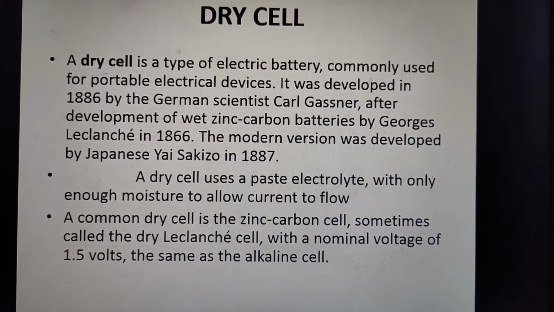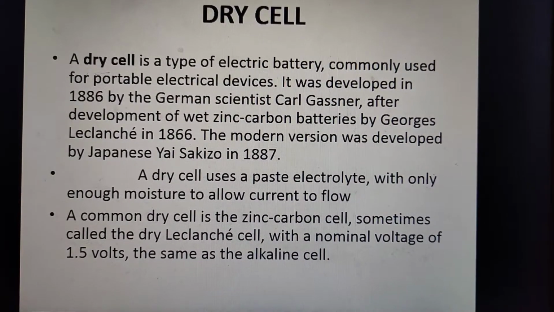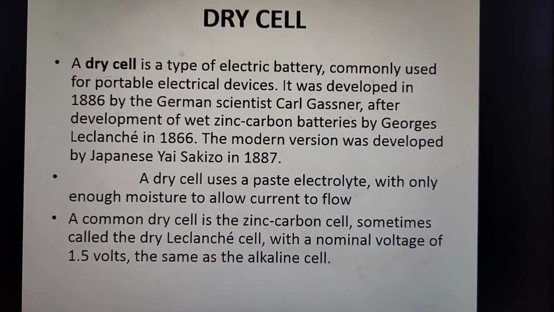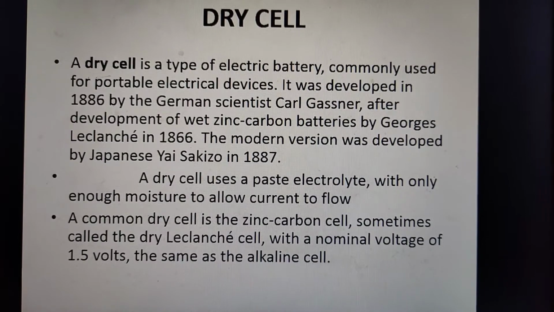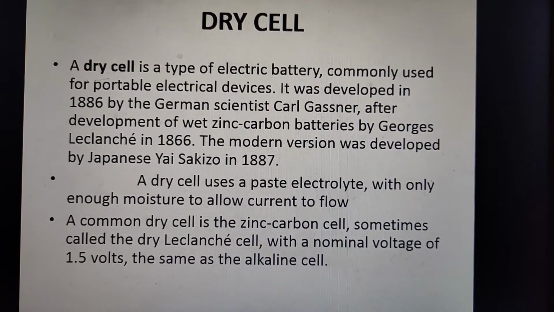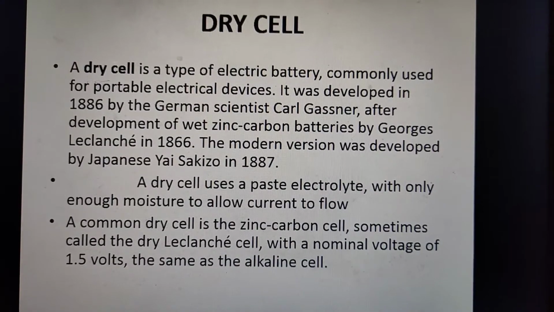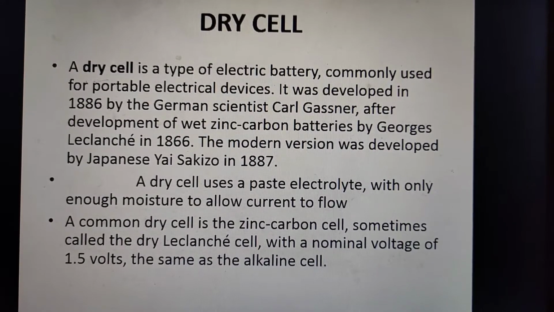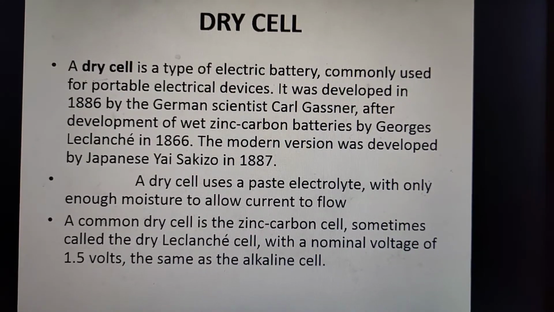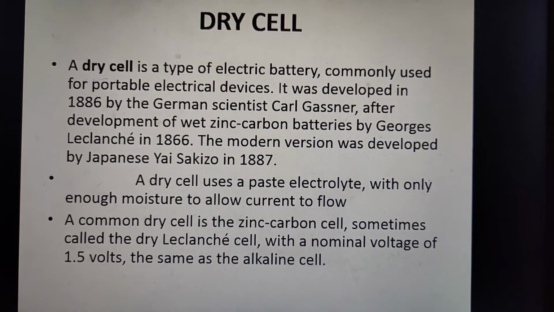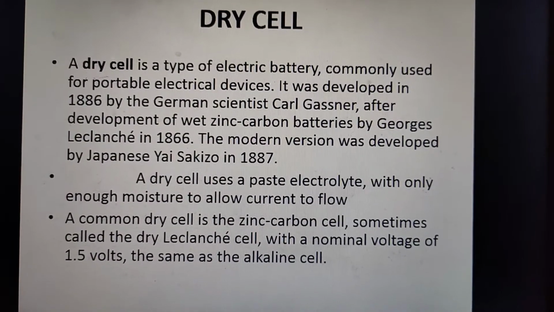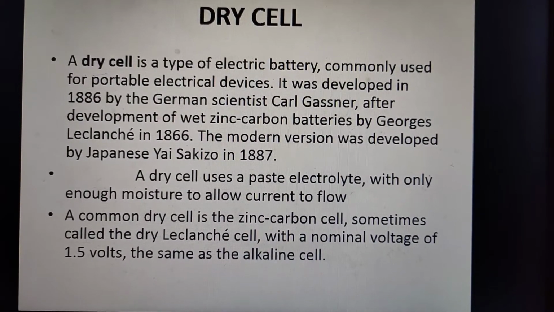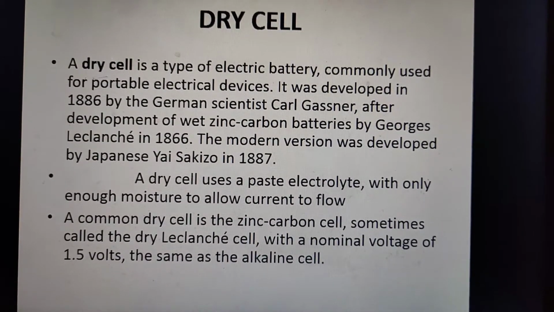A dry cell. A dry cell is a type of electrical battery commonly used for portable electrical devices. It was developed in 1886 by the German scientist Carl Gassner, after the development of wet zinc-carbon batteries by Leclanché in 1866. The modern version was developed by a Japanese scientist in 1887. A dry cell uses a paste electrolyte with only enough moisture to allow the current to flow. A common dry cell is the zinc-carbon cell, sometimes called the dry Leclanché cell, with a nominal voltage of 1.5 volts.